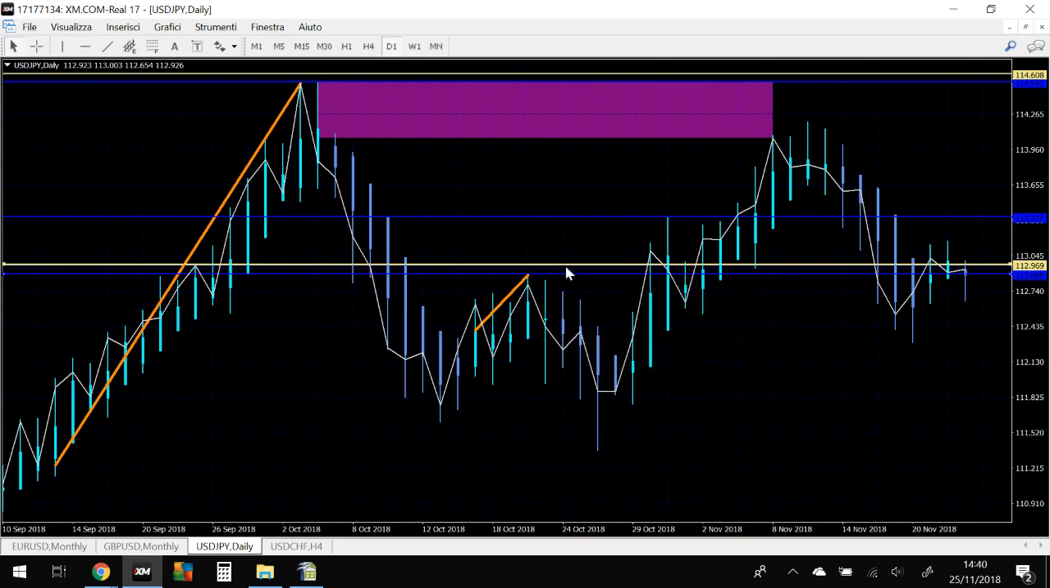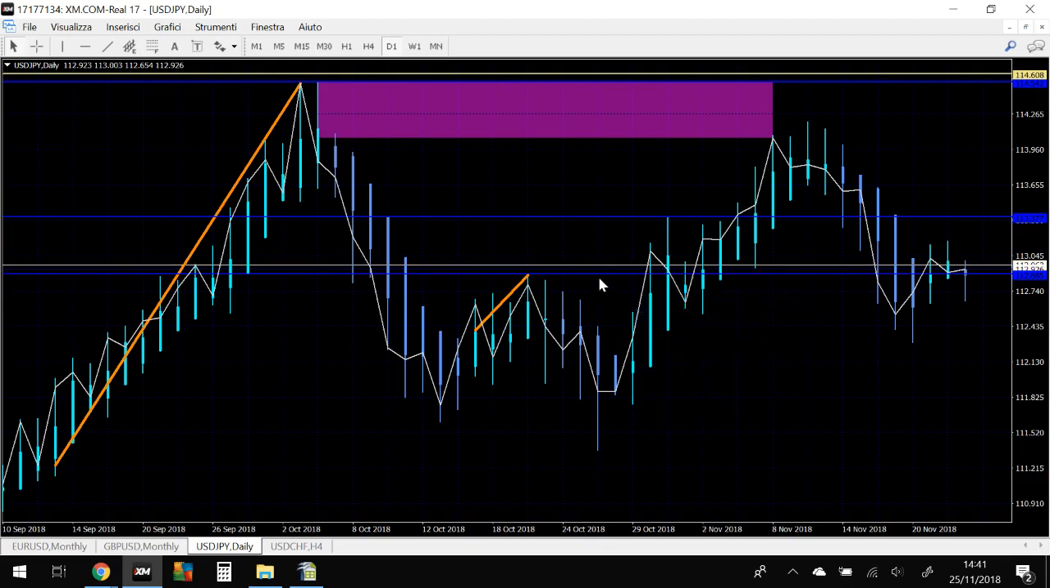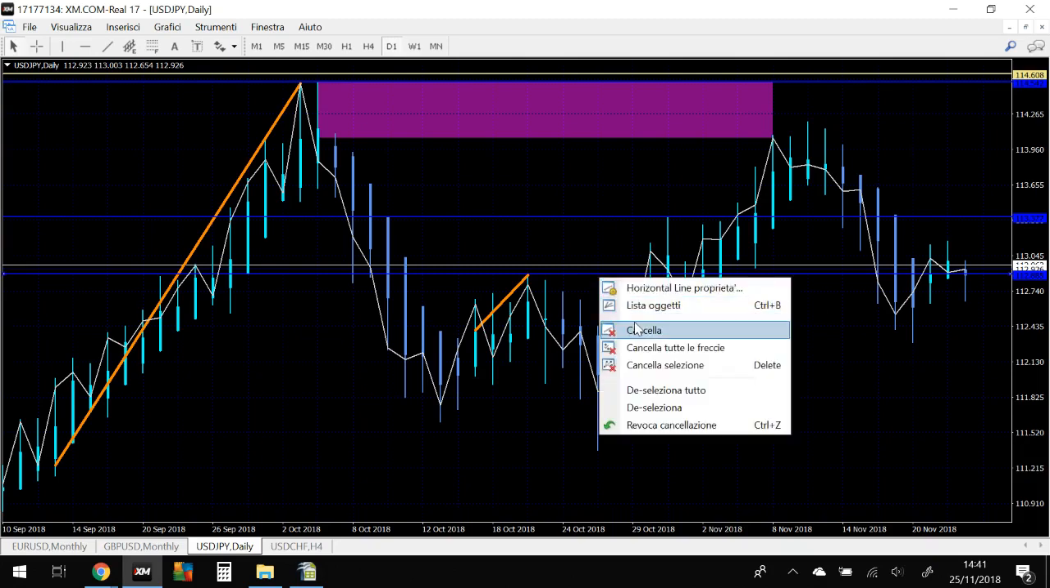So you don't trade for 1, 2, 3, 4, 5, 6, 7 days, one week and a half, you don't trade. So up to the time the price comes back, you close this trade here with a win. You close it, and you make profit up to this level here.